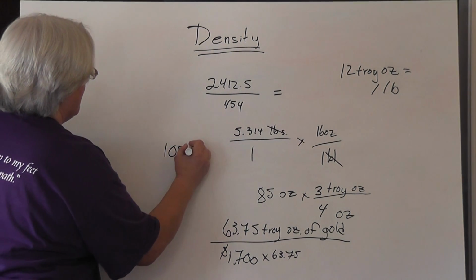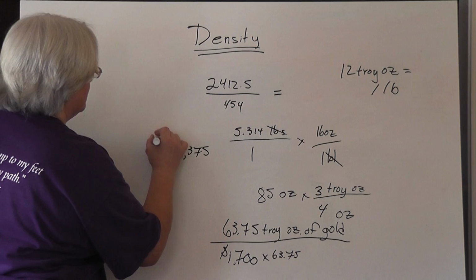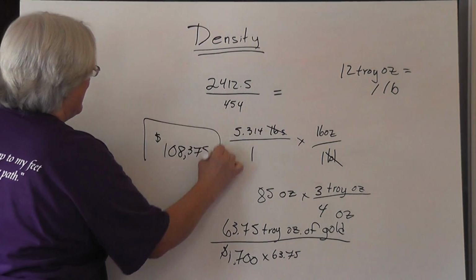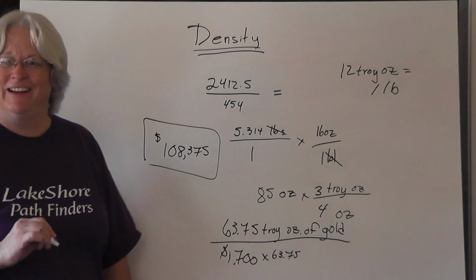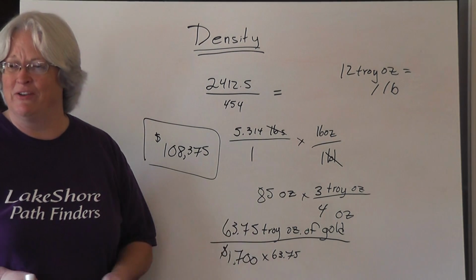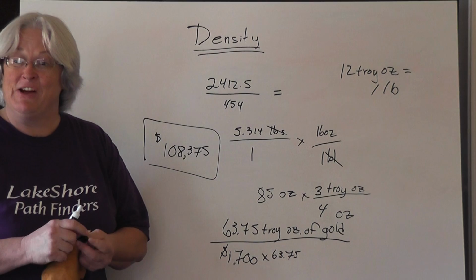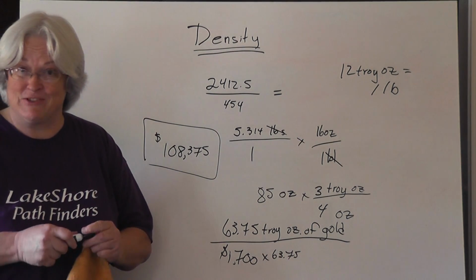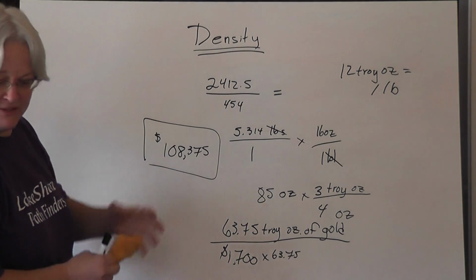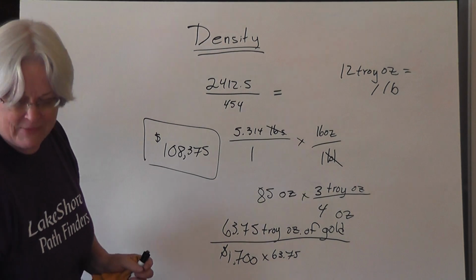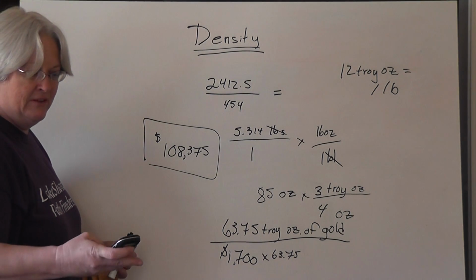$108,375. Wow. That chunk of gold that a miner found in today's market is over $100,000. Let's go find that chunk of gold. That makes the price of gold quite interesting, doesn't it? But that was the first example that we did of density.